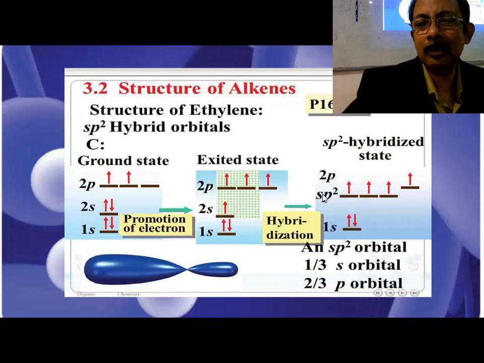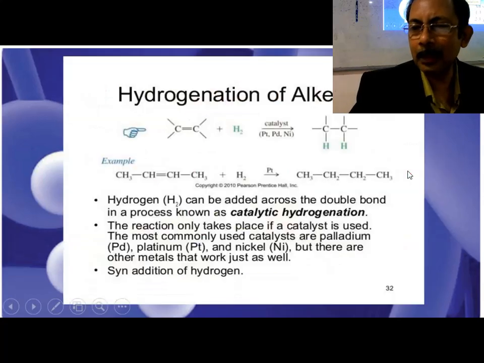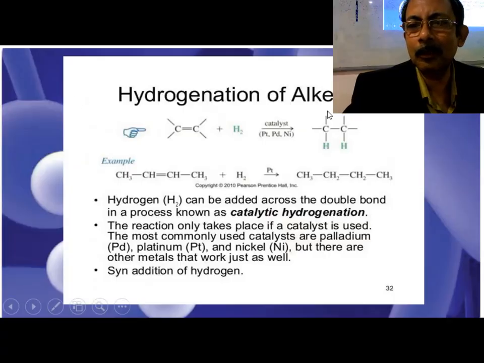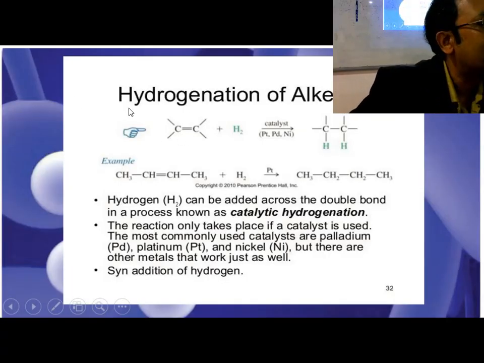And here structure of alkenes. I don't need that much detail. Okay, just you consider this. So this is what? Hydrogenation of alkene. This is a very common reaction. Ethylene plus nickel and hydrogen gas, you are getting ethane.